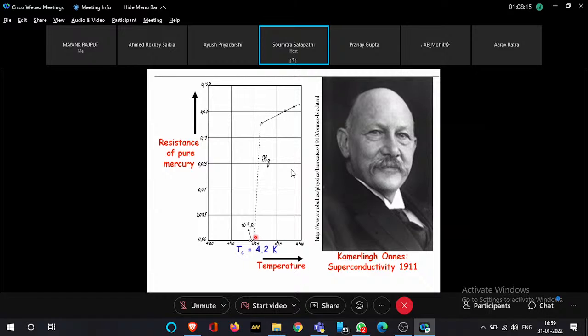But you know that 4.2 Kelvin is too low. We are living at 300 Kelvin or 300 plus Kelvin. So I have to design a wire at 300 Kelvin or 300 plus Kelvin. A wire at 4.2 Kelvin is of no use. But at least this was a breakthrough concept, which leads us in the direction.